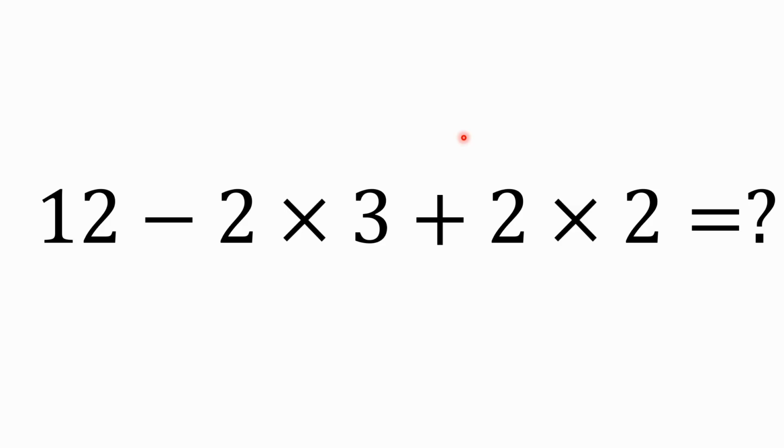It's 12 minus 2 times 3 plus 2 times 2 equals what? So fairly simple, just multiplication, addition, and subtraction. And all right, if you'd like to, you can pause the video here at this point and work this one out yourself. It's pretty simple, and we'll come back and work this out together.